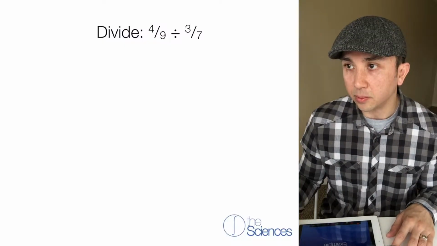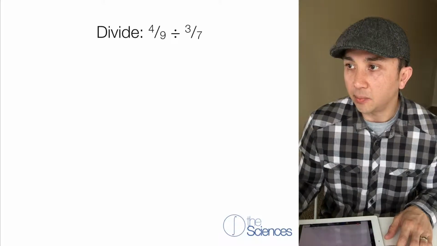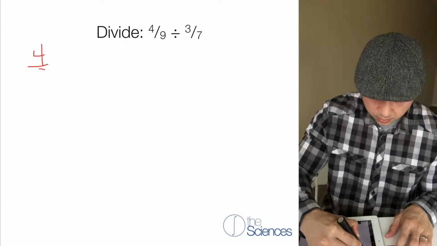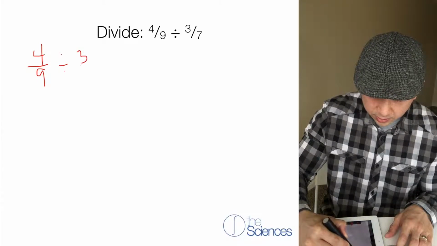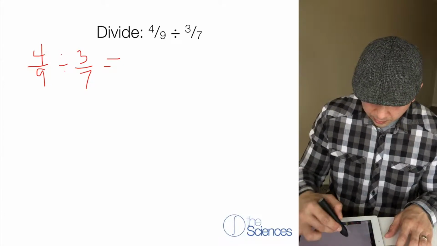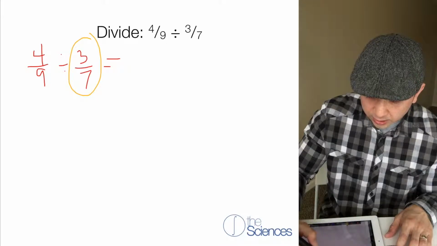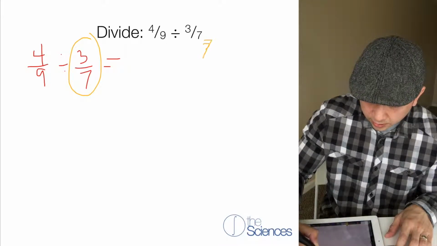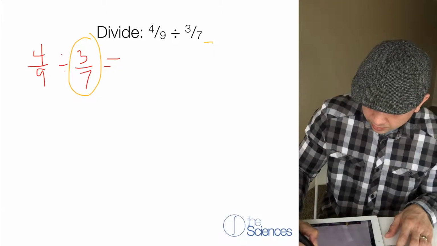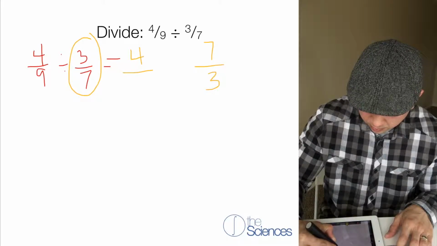So let's go over an example. Let's divide 4/9 divided by 3/7. So 4/9 divided by 3/7. The first thing we're going to do is flip the second fraction. So instead of writing 3/7, we're going to write 7 over 3. Now we can write our 4/9.